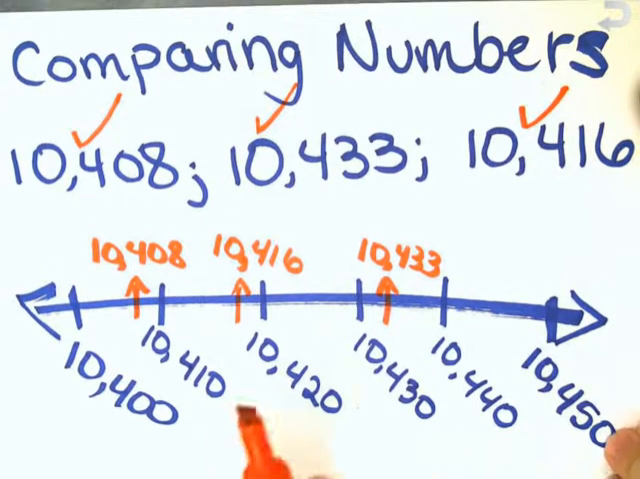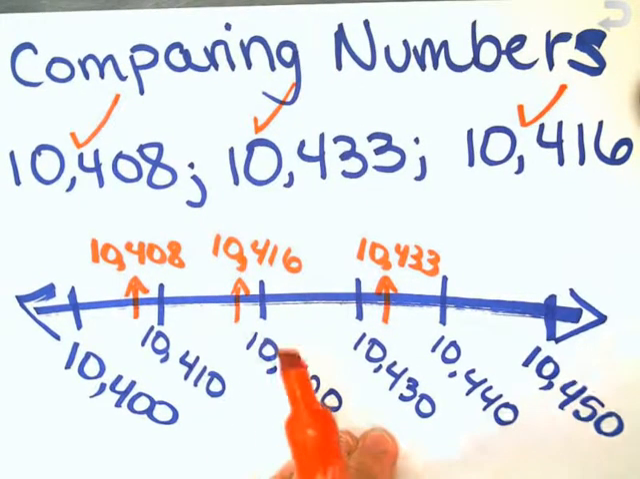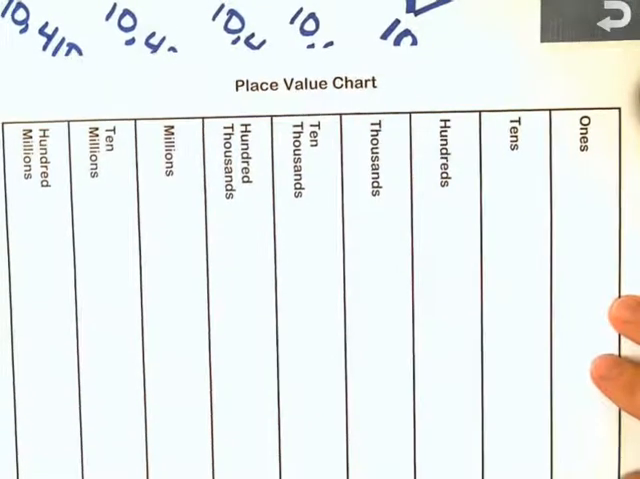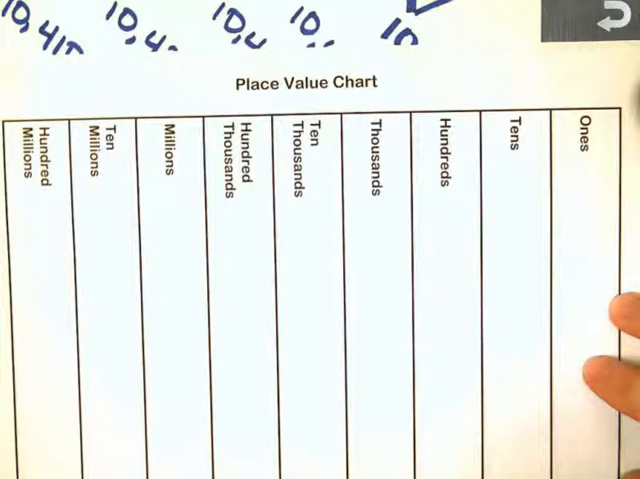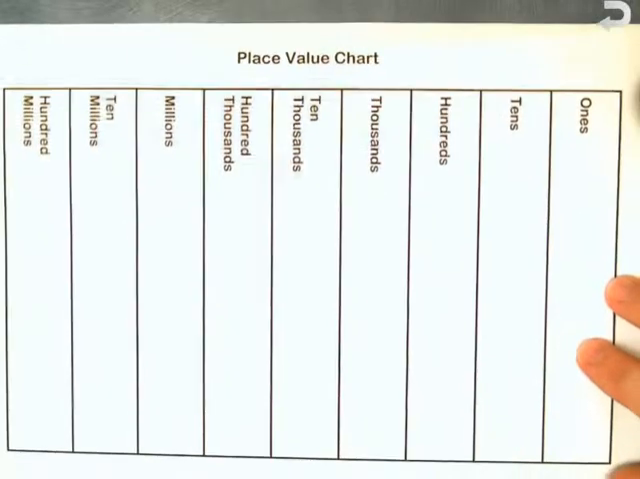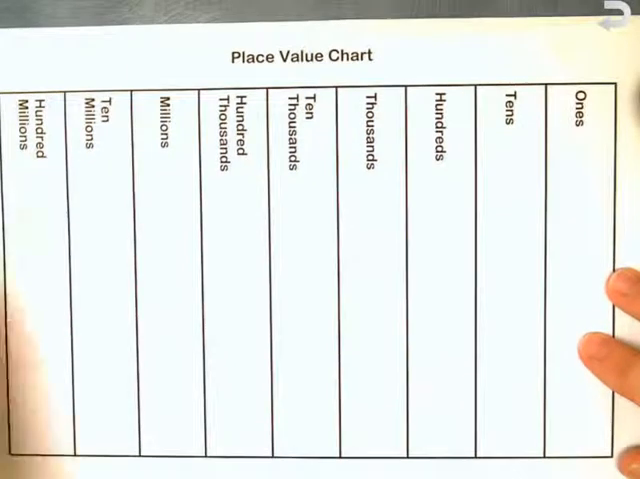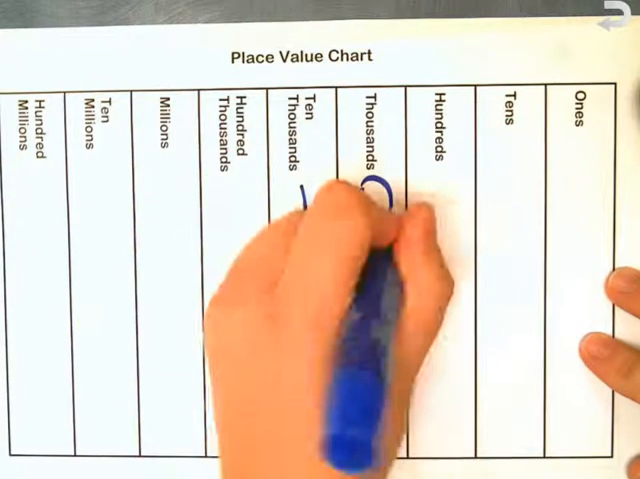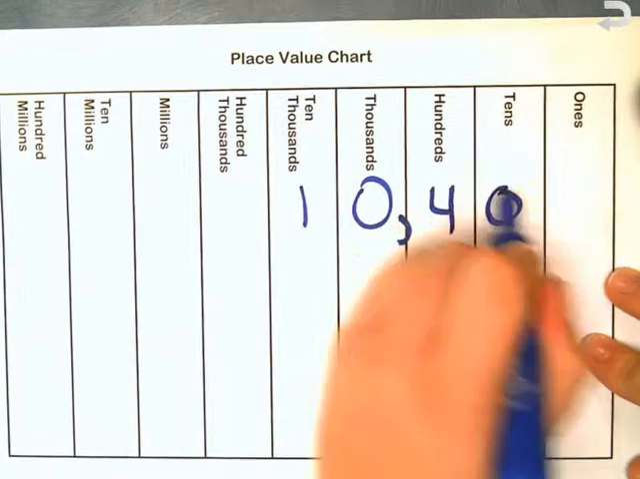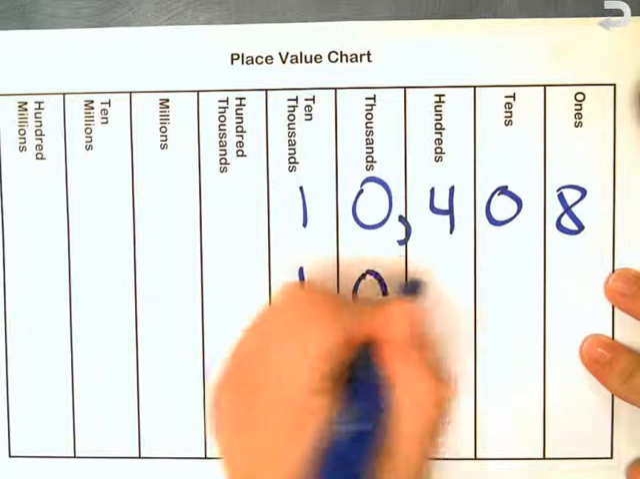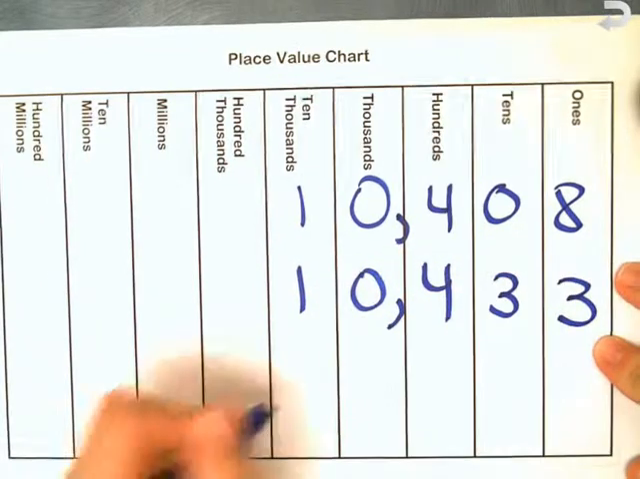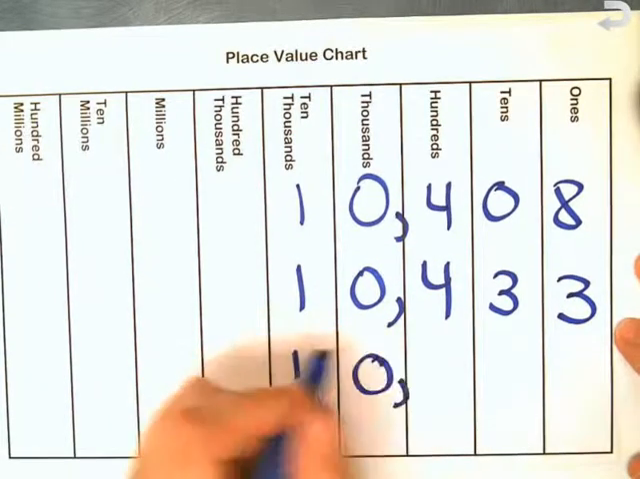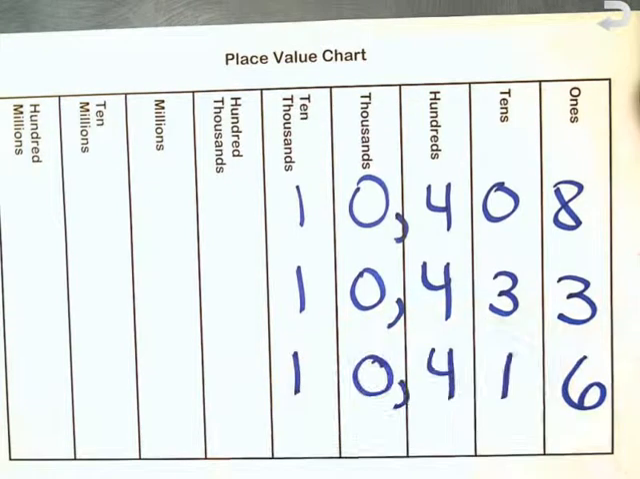I can also compare and order, I'm going to use the same numbers, using a place value chart. So I'm going to pull my place value chart out here, and I have a place value chart that takes me all the way through the millions, even though I only need to the 10,000s place. So I'm going to put my number in by place value. 10,408, 10,433, 10,416. And what I do is I start at my greatest place to see how the numbers stack up.